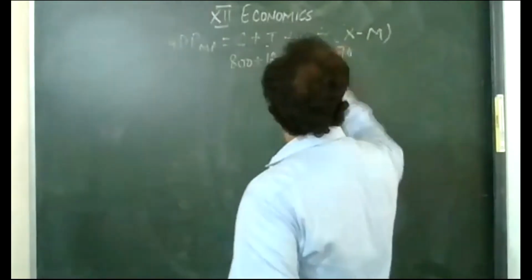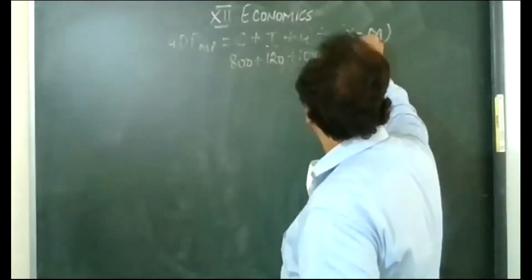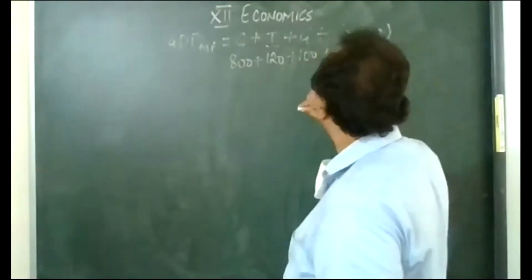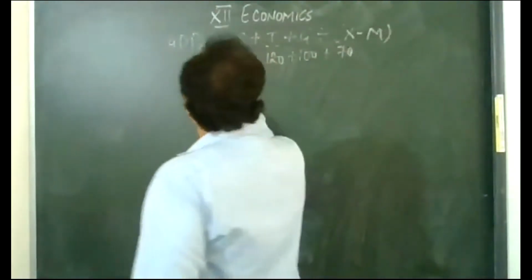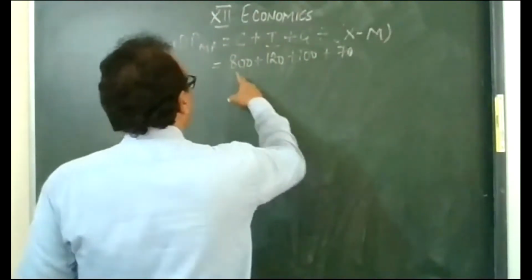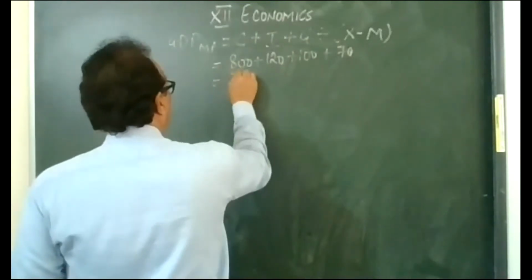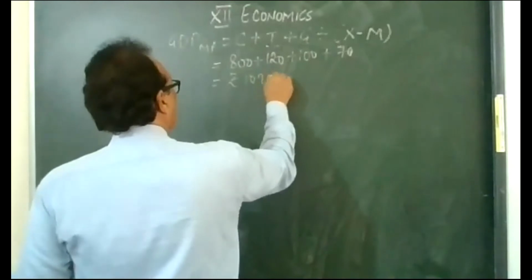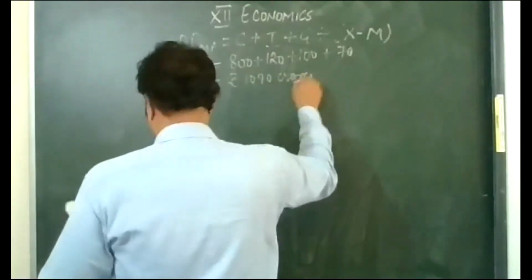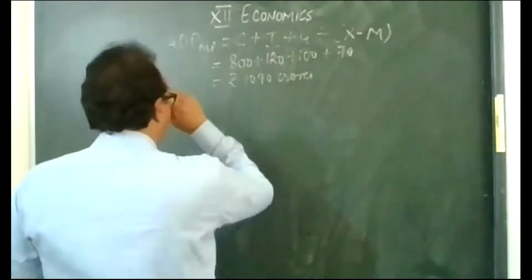That's why I had said it's an easy question. All the values will be given directly. No problem. Add them up. 800, 920, 1020, 1090 crores.